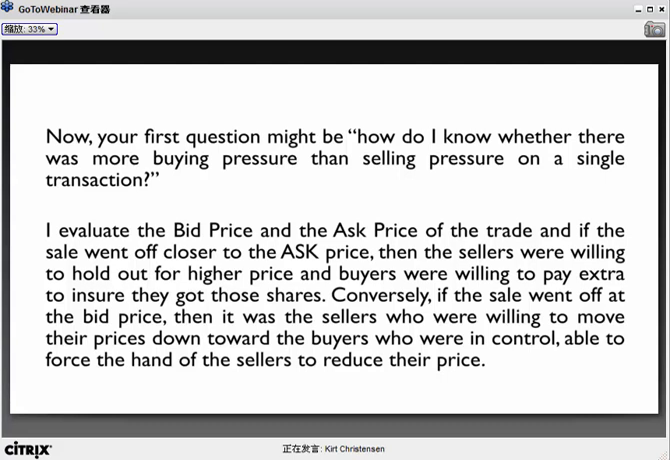is we evaluate the bid price and the ask price, because when every trade goes off, there's a bid price and an ask price. We evaluate whether the trade was closer to the ask price. Then that means the sellers were willing to hold out for higher prices and buyers were willing to pay extra to ensure that they got those shares. Conversely, if the sale went off at the bid price, then it was the sellers who were willing to move their prices down toward the buyers, who were in control, able to force the hand of the sellers to reduce their price.